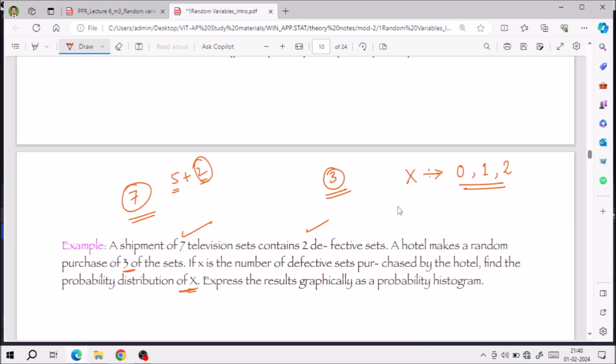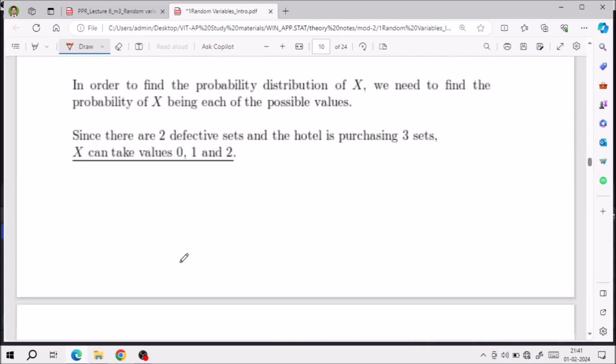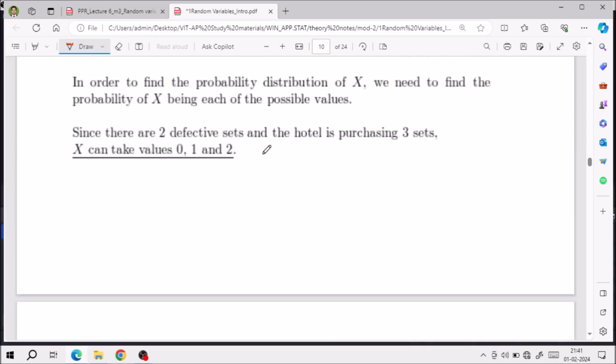All right, now corresponding to that, we just need to find the probability. That means the probability of X equals 0, the probability of getting no defective set. Then the probability of X equals 1, one defective set. And lastly, the probability of X equals 2. All these we need to find individually. Here, have a look: you have 0, 1, 2. These are the possible values of X.